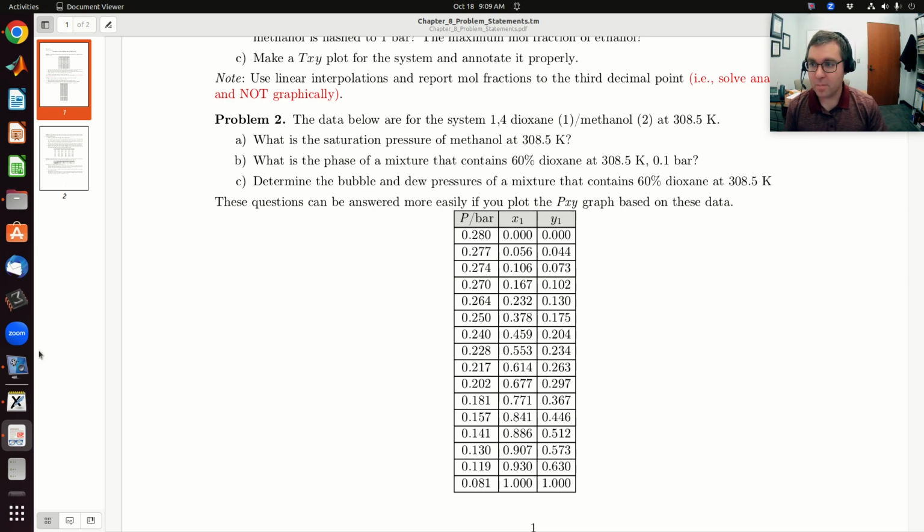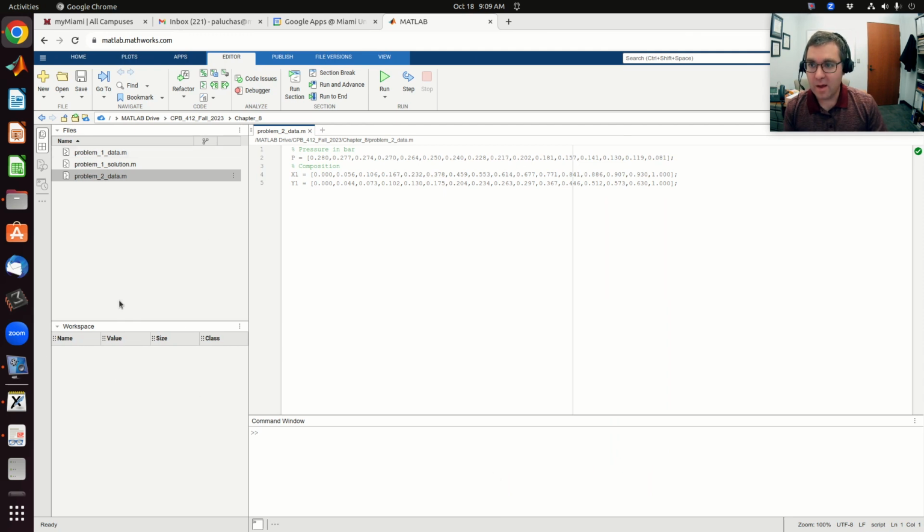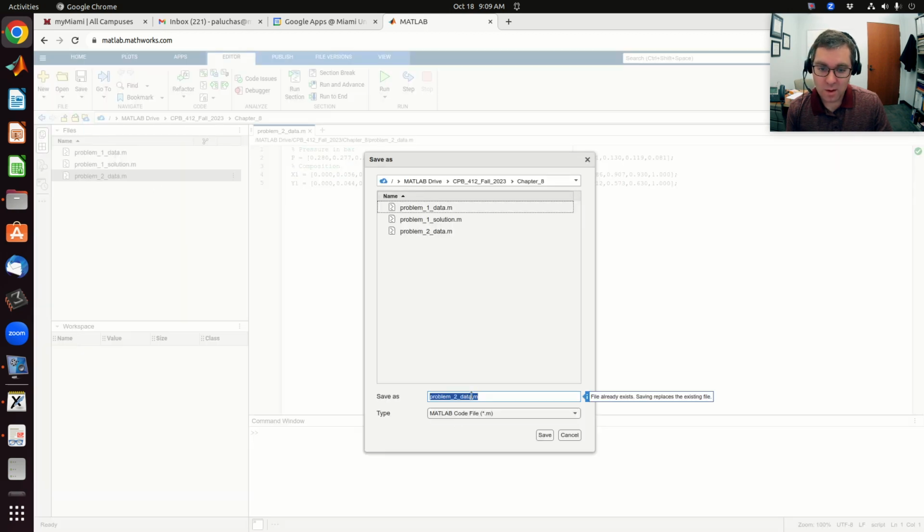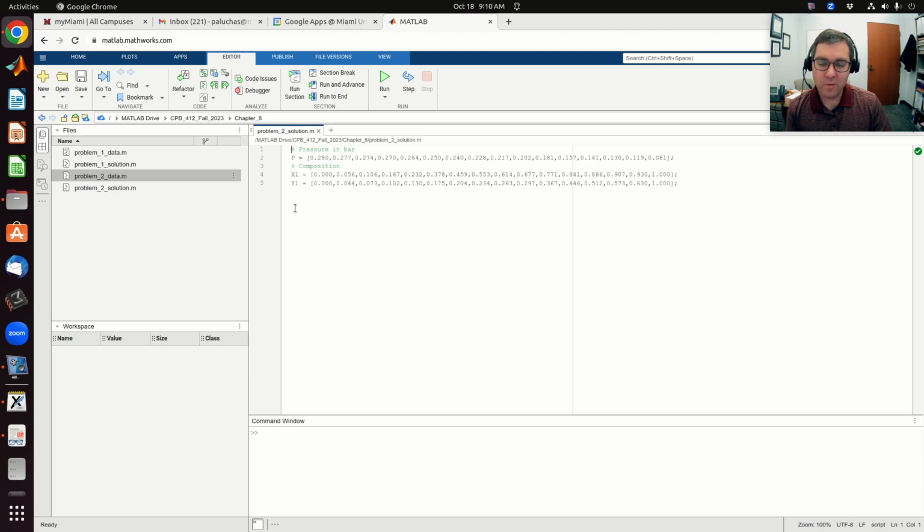All right, so I have an M file. This is in MATLAB Online, and I tried to turn off my hotkeys in my screen recorder, so hopefully it works. This is just the data as provided. We're given P, X1, and Y1. I'm going to save as, and I'm going to call this problem 2 solution. You should have access to this MATLAB drive folder, so you'll be able to see the original file if you want to try and solve it, and then mine.